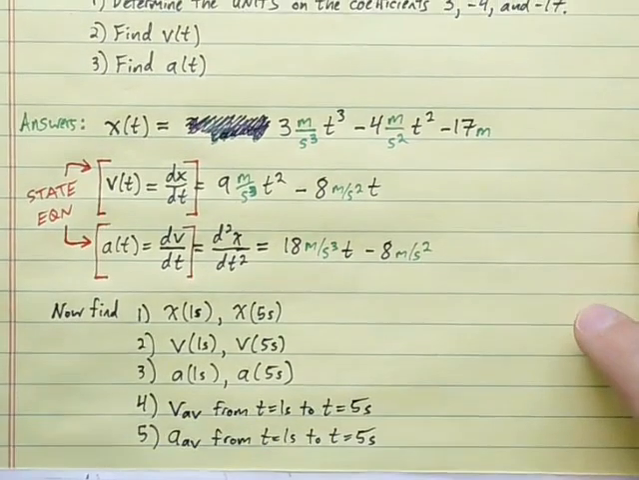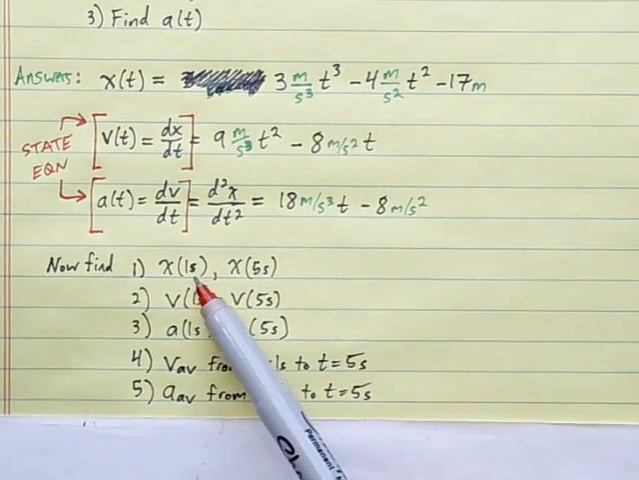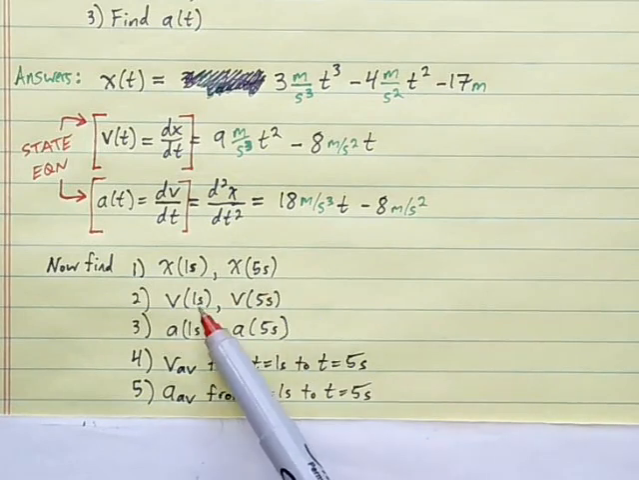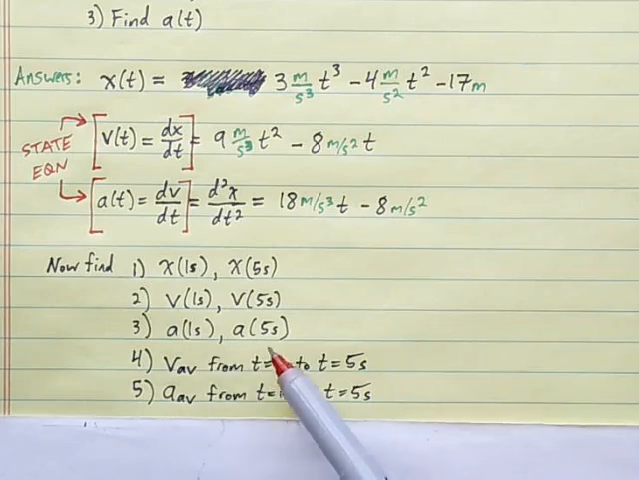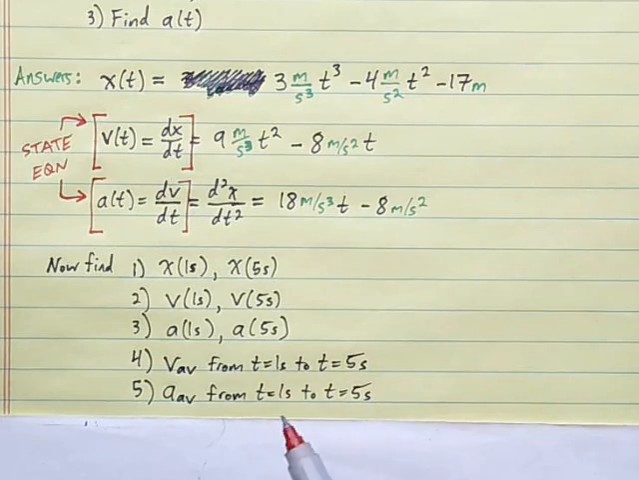I would like you to find the following. Find the position at t equals 1 second and at t equals 5 seconds, the instantaneous velocity at 1 second and at 5 seconds, and the instantaneous acceleration at 1 second and at 5 seconds. Then you may or may not need to use that information to find the average velocity over the time interval from 1 to 5 seconds and the average acceleration over the time interval from 1 to 5 seconds. Pause the video again and work those out, please.